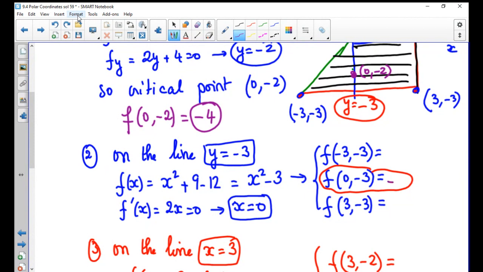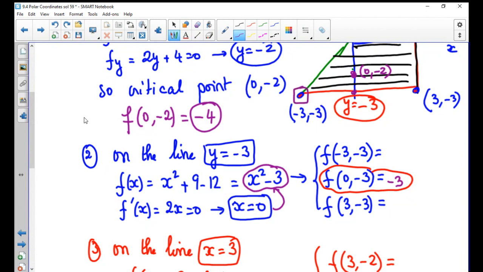I think it's -3. Yeah, -3. By the way, you can find this value just by putting x equals 0 here. Or you can go back to the function and do it. But you can look at the line y equals -3. So the point (0, -3) was here.